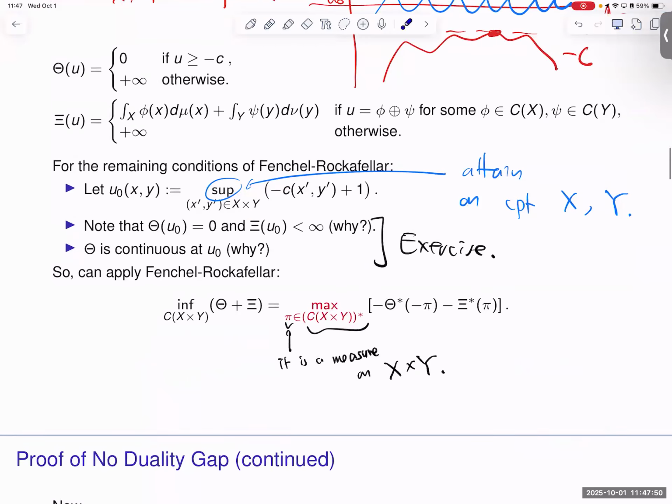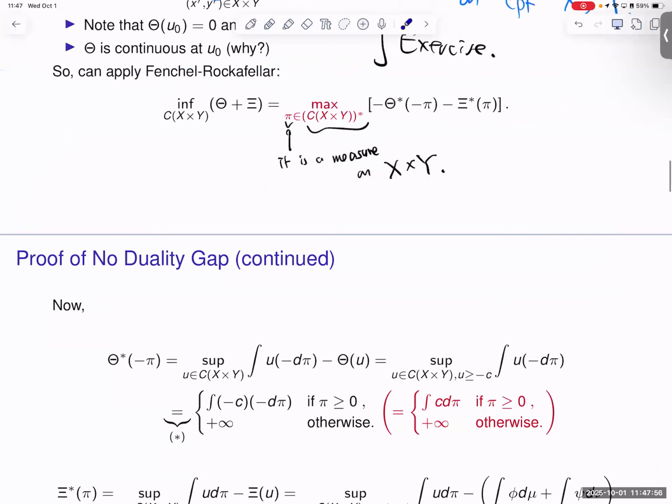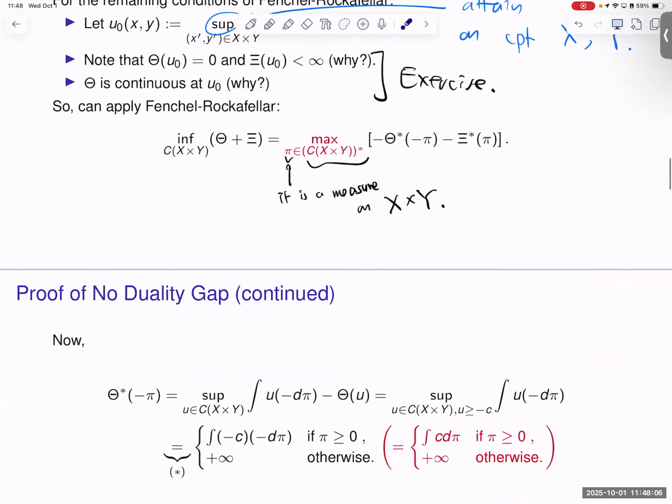Okay, then we just need to check this Legendre-Fenchel transform of this set times xi. Okay, so what is theta star minus pi? I mean, this expression. So this is the exact expression of the Legendre transform, right? This is a dual pairing. This is a dual pairing between u and negative pi, right?